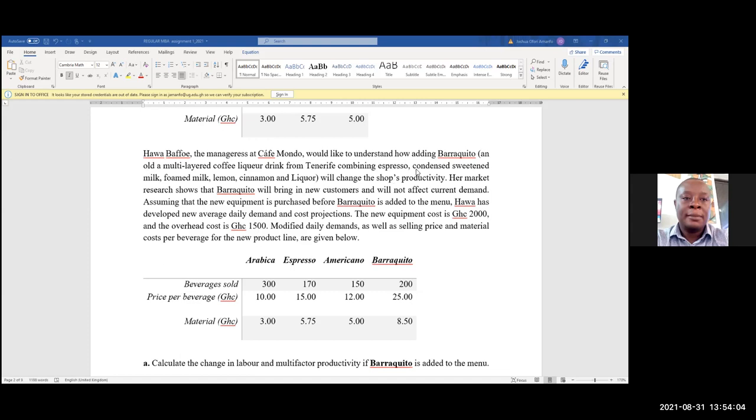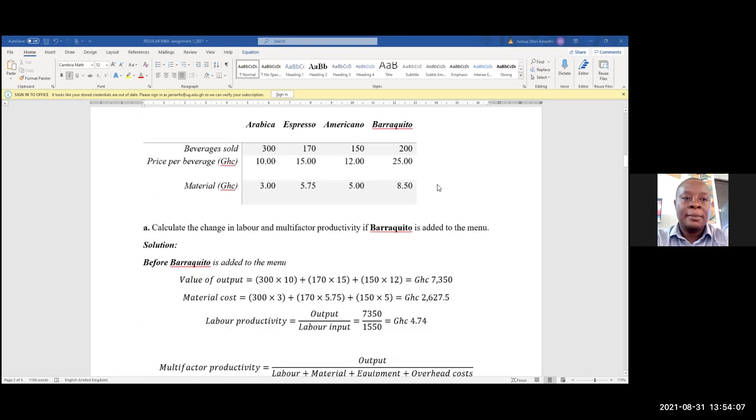So first of all, we have this table and we are required to calculate the change in labor and multi-factor productivity if Barakito is added to the menu. Is that okay? For the change in productivity, we want to look at the old system and the new system, after adding Barakito.